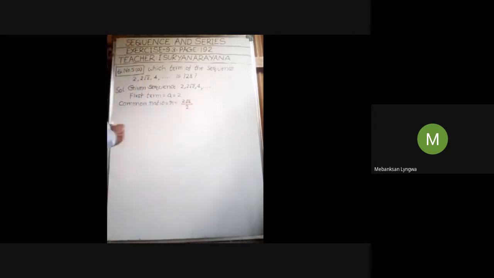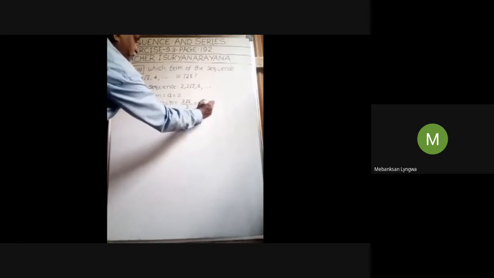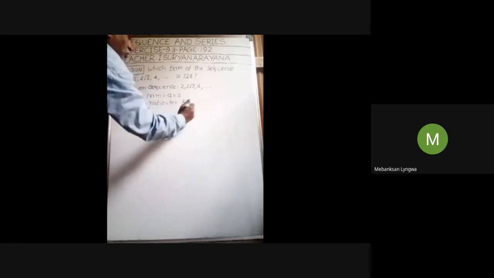How do you find the common ratio? Second term by first term, children, or third term by second term. So 2 root 2 by 2. What do you get here? Therefore, r is equal to root 2. The common ratio of the geometric progression is root 2. We got a value, that is 2, and the common ratio is root 2. And what is given? The nth term of this sequence is 128. Okay, my children, let us consider this is the nth term of the geometric progression.